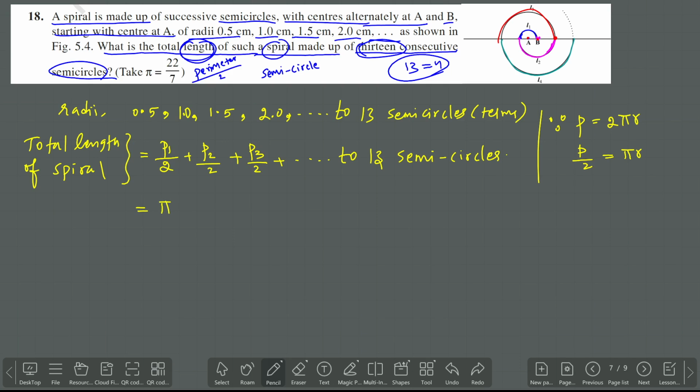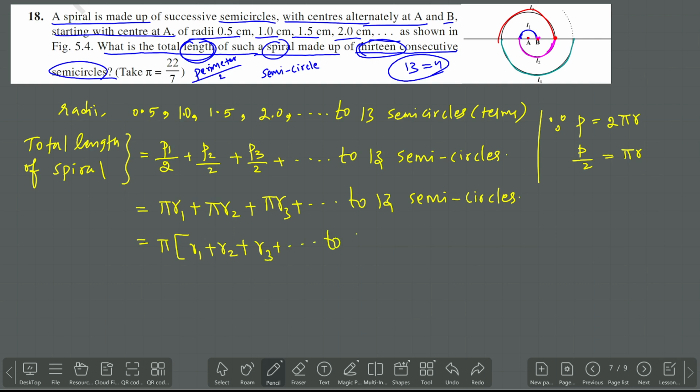So here pi r1, r1 in the sense the first radius, first semicircle. Pi r2 second, pi r3 third. It's going to the 13th semicircle. Now what is common in all the places? Pi is common in all the places. So I'm taking pi outside, and r1 plus r2 plus r3 going to 13 terms.